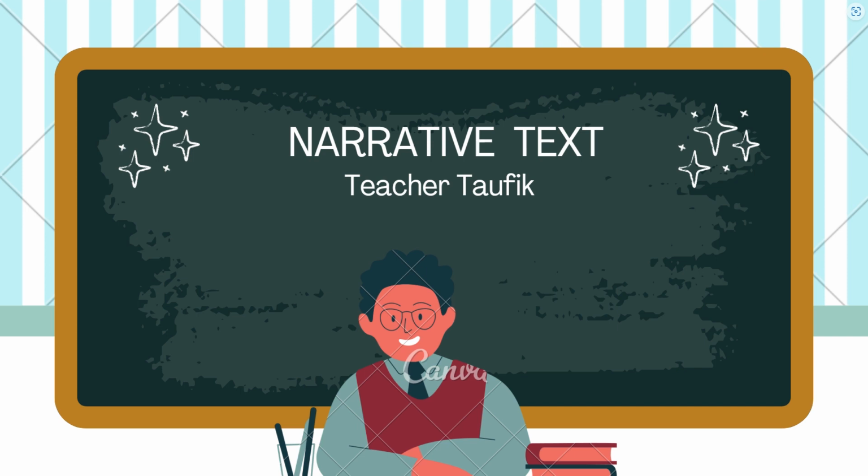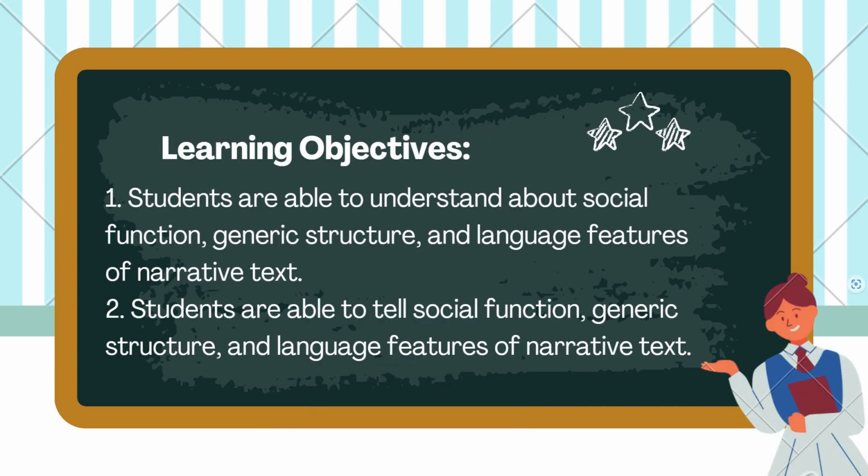But before we discuss narrative text, I'd like to tell you about our learning objectives. We have two learning objectives today. First, students are able to understand the social function, generic structure, and language features of narrative text. So at the end of our lesson today, you are expected to be able to understand the concept of narrative text. And our second learning objective is that students are able to tell the social function, generic structure, and language features of narrative text. Alright, now let's begin our lesson today.